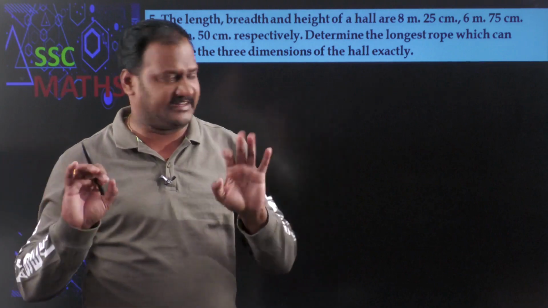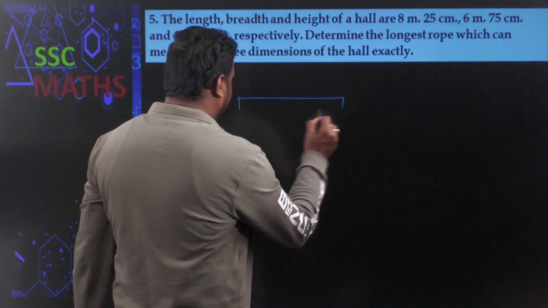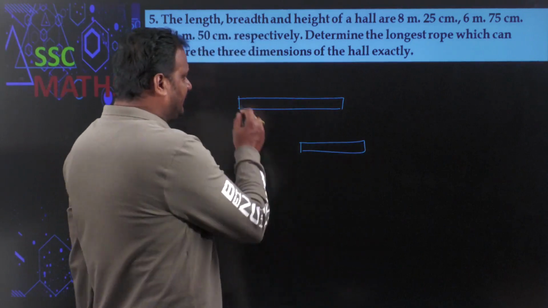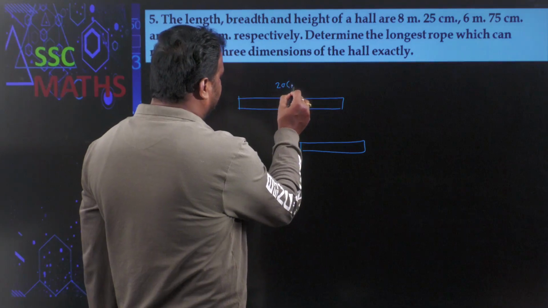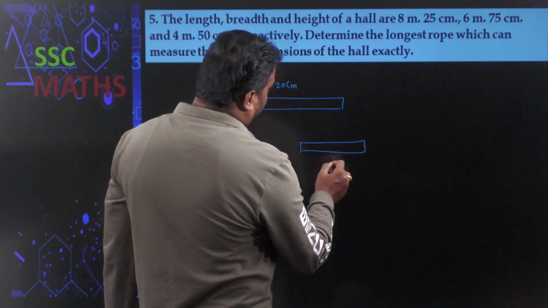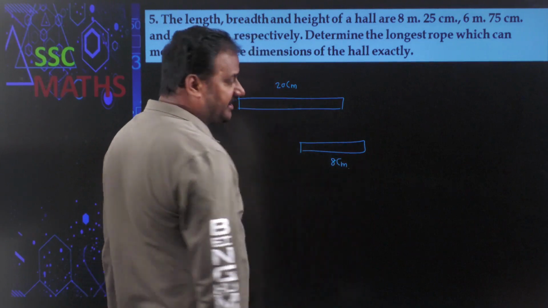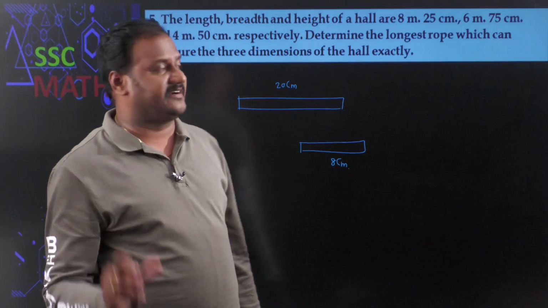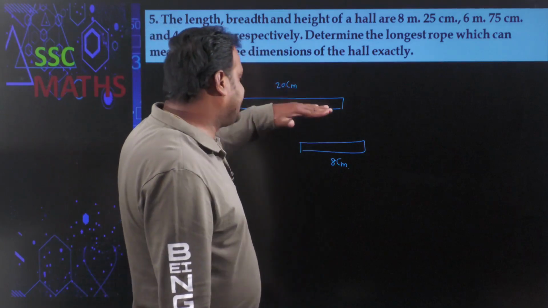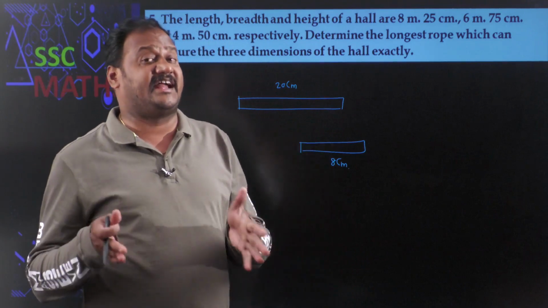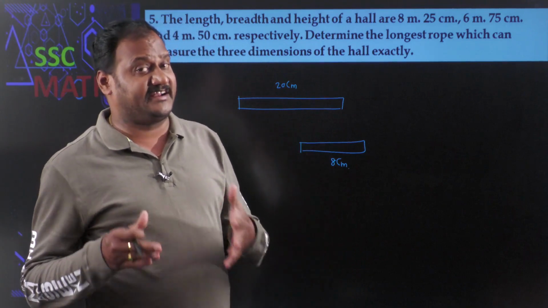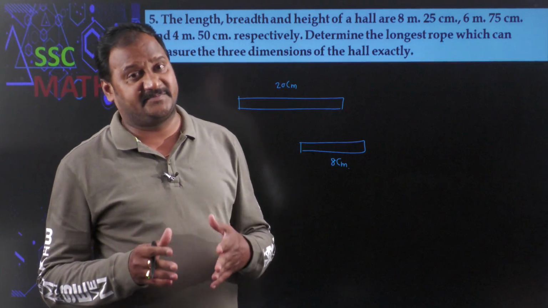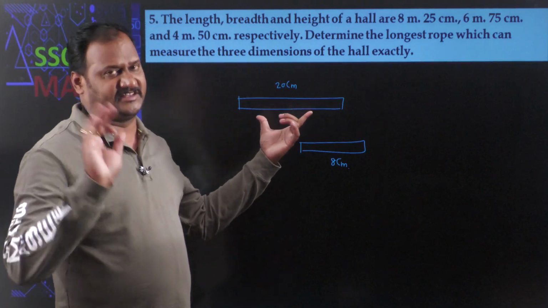Otherwise, for example, you have a stick. This is one stick, and this is one more stick. These are two sticks. The length of this stick is equal to some 20 centimeters, and the length of this stick is equal to some 8 centimeters. Now I will have to cut this 20 centimeter stick as well as the 8 centimeter stick into exact measurements. Exact measurements means I will cut this into 5 pieces, for example.